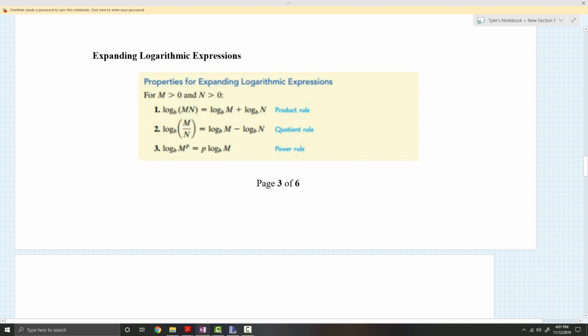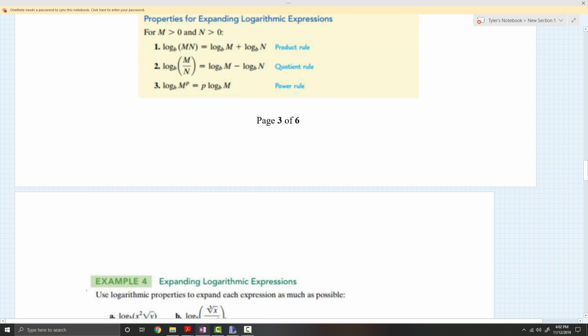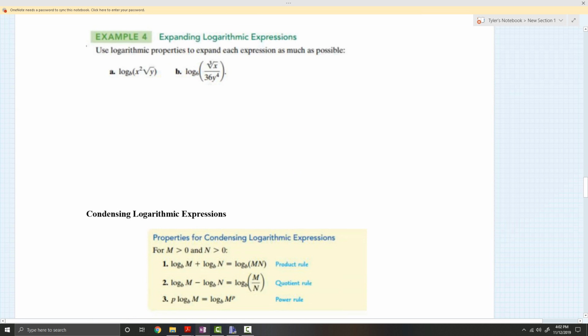Then at the bottom of this page is a nice table putting all of those rules together in a nice easy format. And of course here it's saying that m and n have to be greater than 0, because remember that's the domain of a logarithmic function: it goes from 0 to infinity, not including 0, and of course not including infinity.